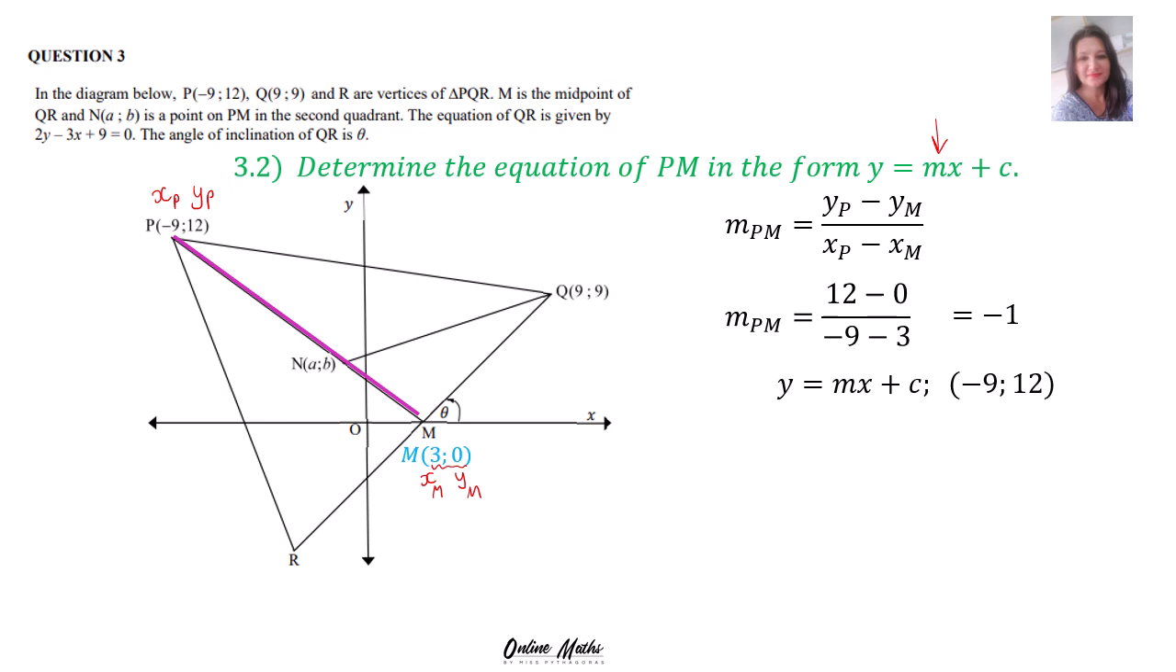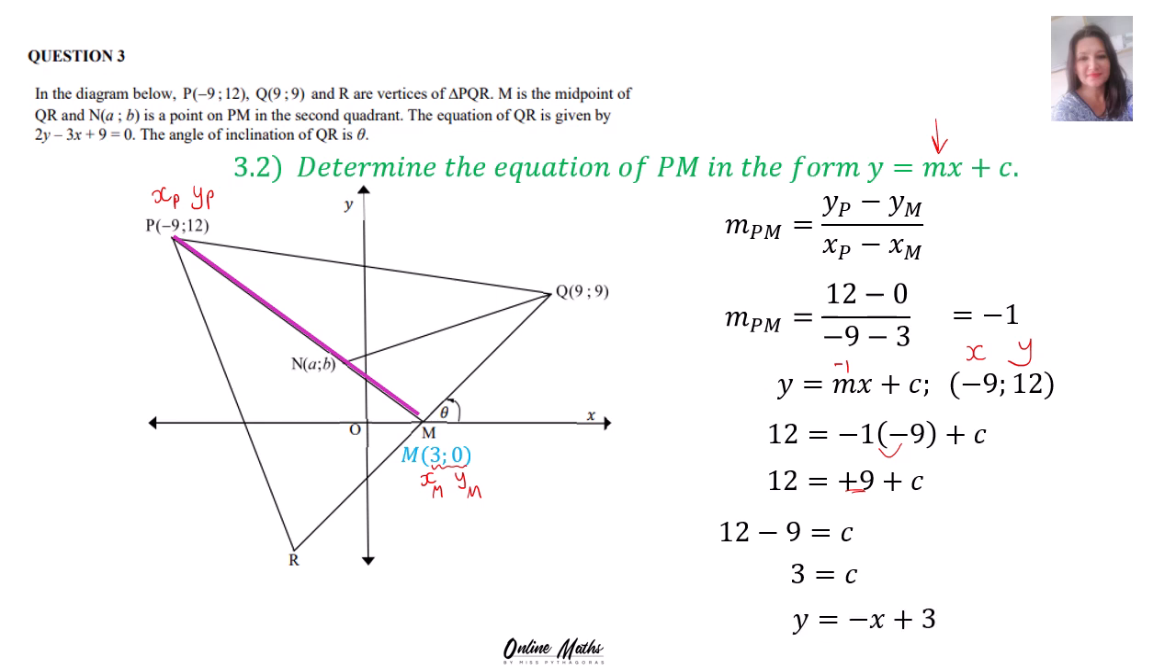Then into y = mx + c. This is now the gradient we know is going to be negative 1. Then you can choose either of the two coordinates. I chose the one that was given, (-9; 12), consisting of an x and a y. In y's place, I substitute 12. In x's place, I substitute negative 9. Therefore, I said negative 1 times negative 9 is plus 9. Let's find c's value. 12 minus 9 is c. c is 3. And don't stop there. They wanted the equation. So we have to conclude with y = -x + 3.